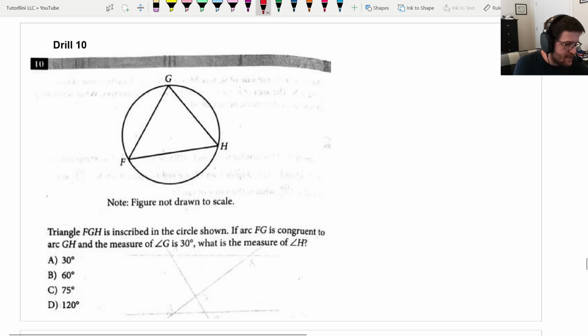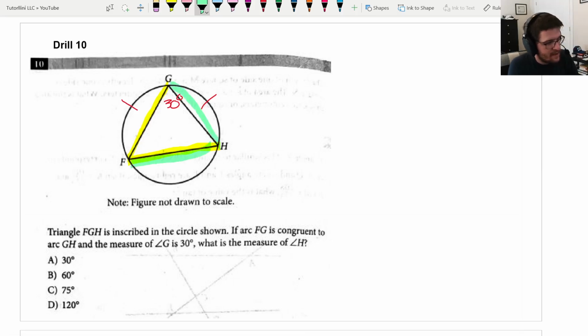Arc FG, okay, so that's this one, is congruent to arc GH. That's that one. And the measure of angle G is 30. That's this one. We kind of talked about this already, guys. The angles, see how they touch GH and then this touches FG? They are proportional to the arcs across from them. So if the arcs across from them are equal, then those two angles are equal. So this one is equal to this one.